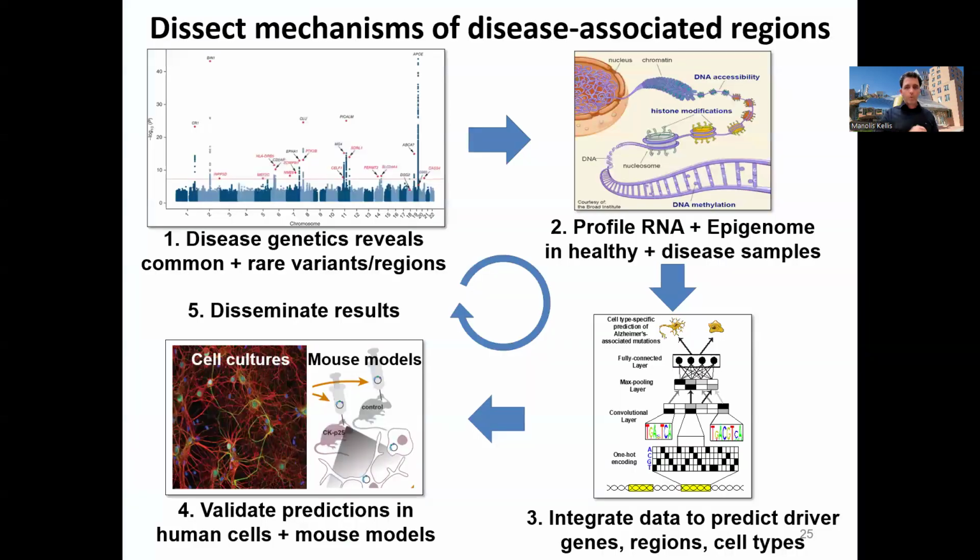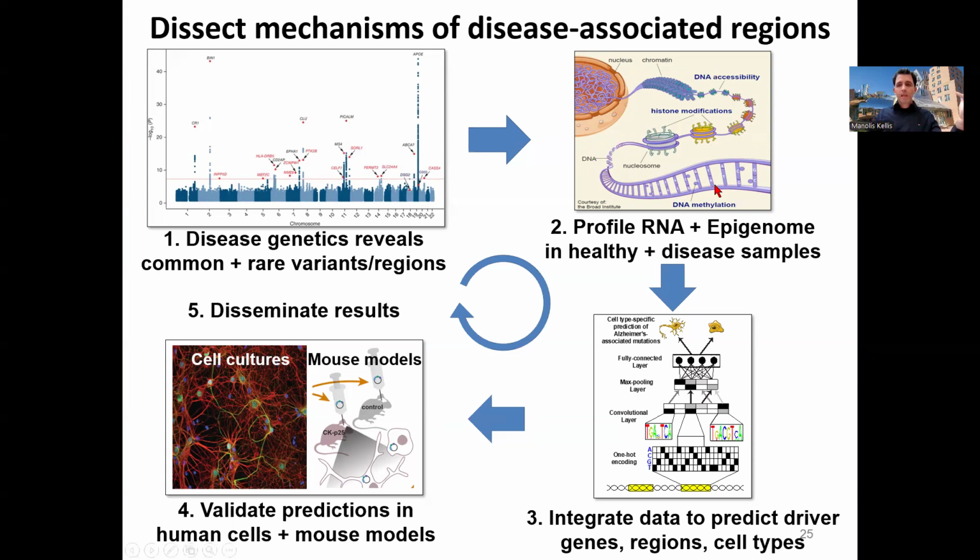So let's see, what do we do? What's the goal of our lab? The goal of our lab is to understand the circuitry underlying disease, to look at how genetic differences or environmental differences lead to molecular differences that then manifest in disease states.